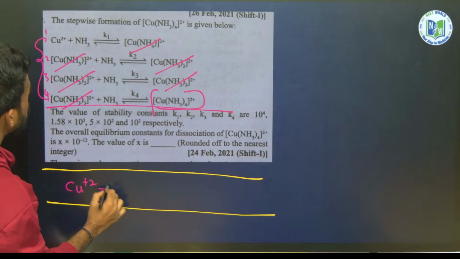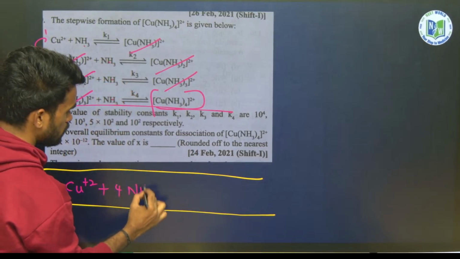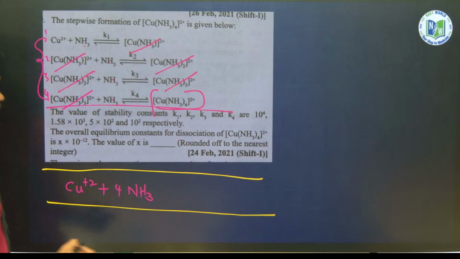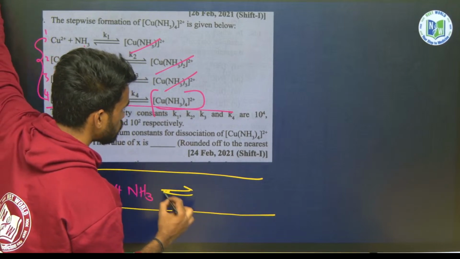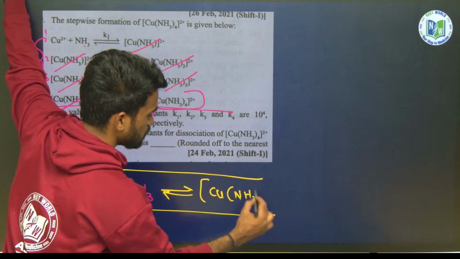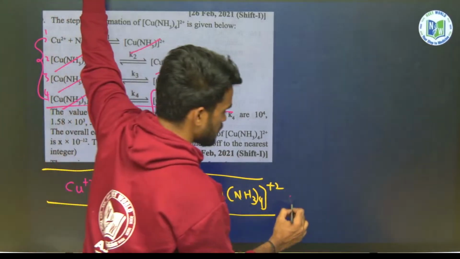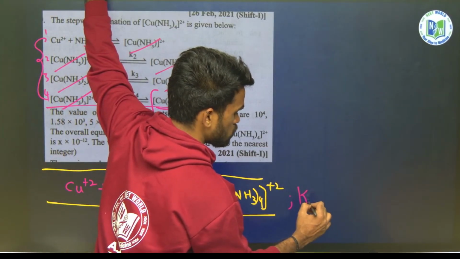Cu 2+ plus 1, 2, 3, 4, so 4 ammonia molecules here, ligands I can say, giving rise to the complex. Our complex is Cu(NH3)4 with 2+ charge. So this will be the complex. So for this I can say the constant as K total, so as K.